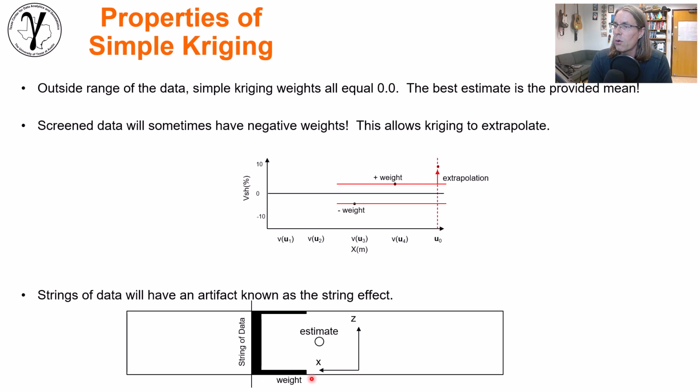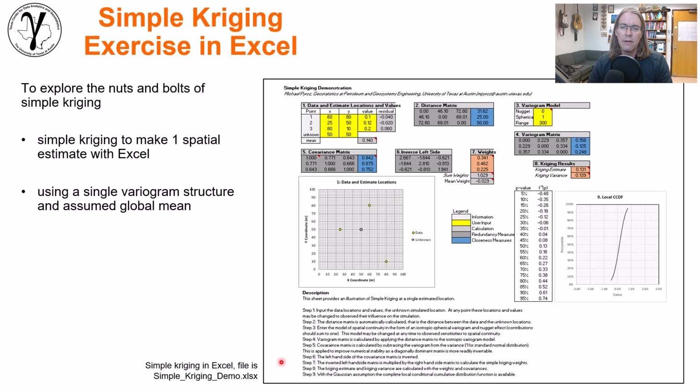In many software programs, they avoid this effect, like for oil and gas, where we have strings of data along wells, by only taking a couple of the nearest data from every well when you make an estimate. So they have methods, they call it octant search, where they just say, I'll just take a certain number of data from different directions, or they'll have a maximum number of data per well. They'll have something like that.